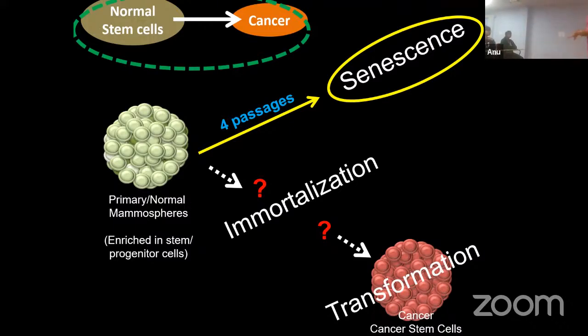But these cells, only if they can overcome this roadblock of senescence, which is a proliferative roadblock, will they ever become immortal. And by becoming immortal, the subsequent step: can they become cancers? This is the question that we want to ask. Without any manipulation, without engineering, the fate of these cells was senescence. Now let me see what I can do to convert this cell into these cells.